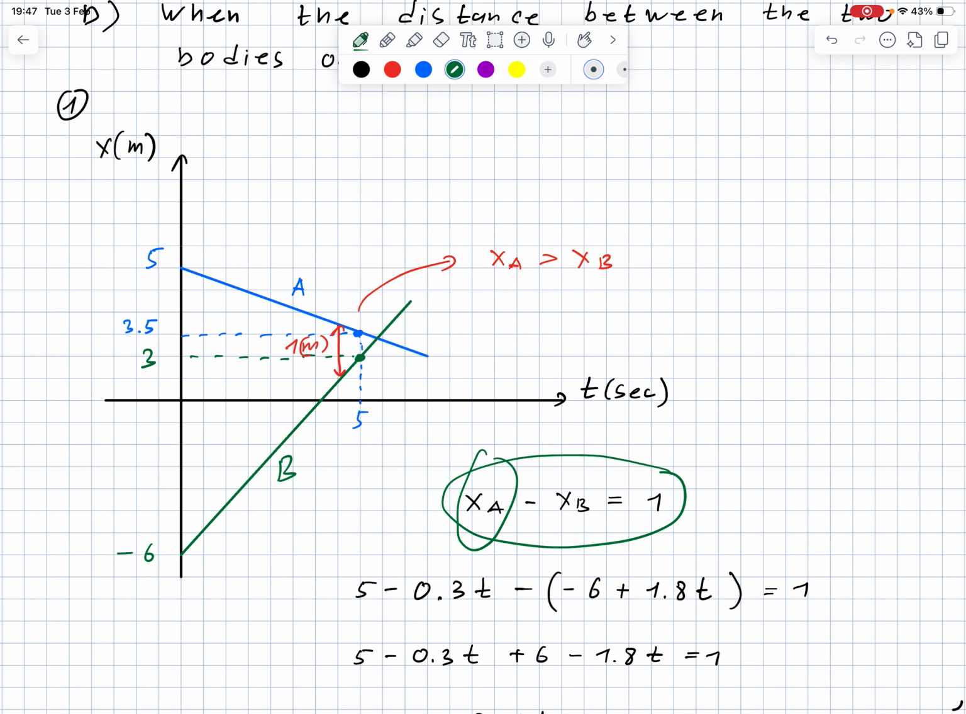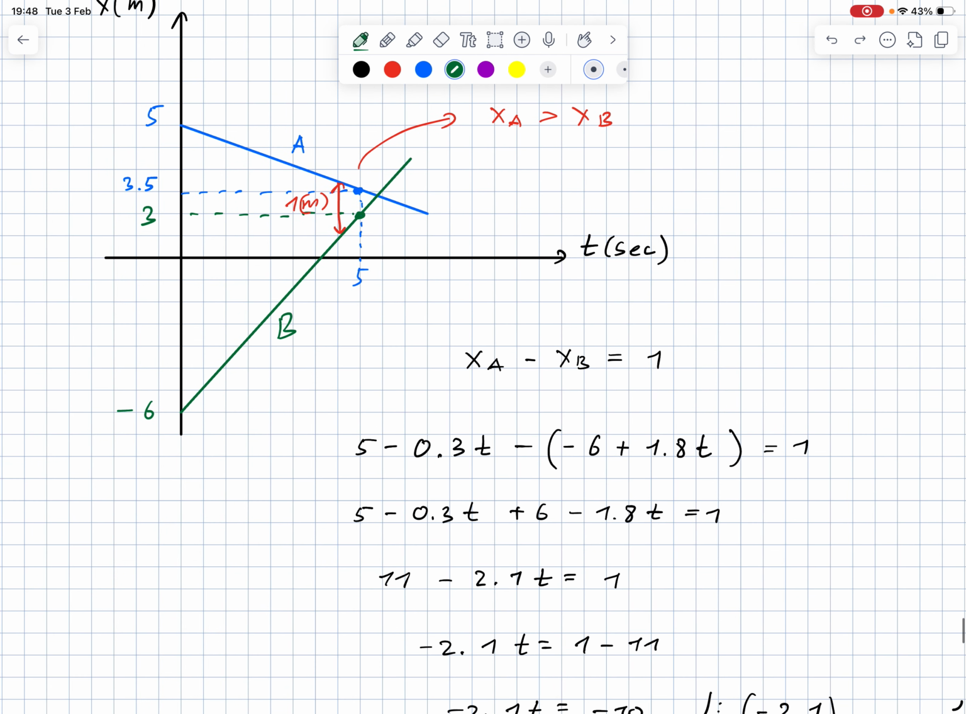The position of A minus the position of B, in this case, should be 1. Because if I do the opposite, like xb minus xa, which means the subtraction would be less than 0, then I should write a minus. But I don't want to do this. I just want to find when A is above B, and I want the subtraction to be the positive number 1, then I should write xa minus xb equals 1. Next, we will substitute xa with the linear function of xa, and xb with the linear function of xb.